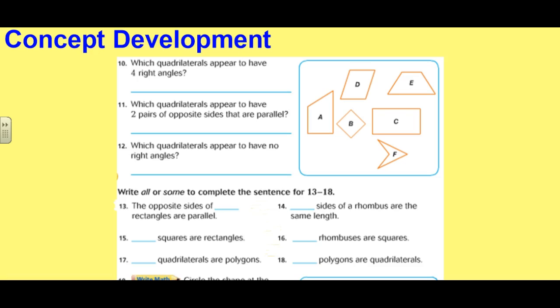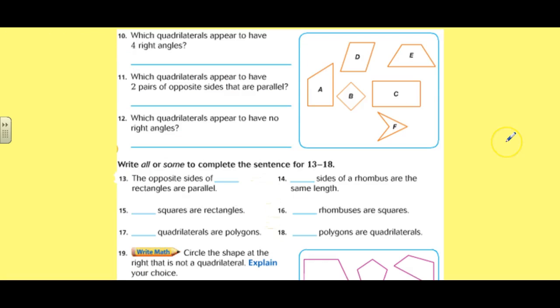Okay, now we're moving on to the back side. For number 10, 11, and 12, we're going to be looking at all of these shapes. It says, which quadrilaterals appear to have 4 right angles? So remember, a right angle makes an L.